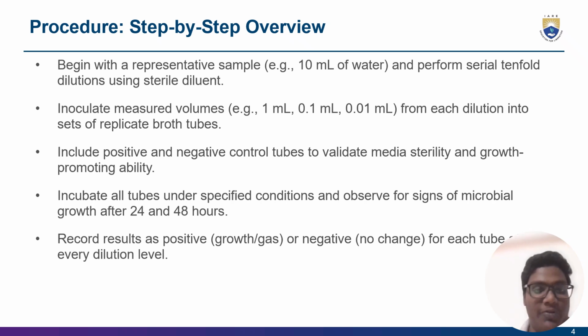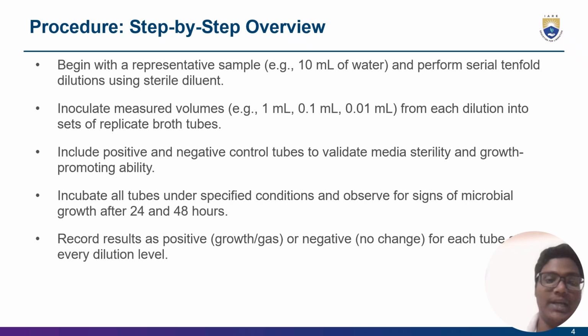Procedure, step by step overview. Begin with a representative sample, for example 10 ml of water, and perform serial tenfold dilution using sterile diluent. Inoculate measured volumes, 1 ml, 0.1 ml, 0.01 ml, from each dilution into sets of replicate growth tubes. Include positive and negative control tubes to validate media sterility and growth promoting ability.